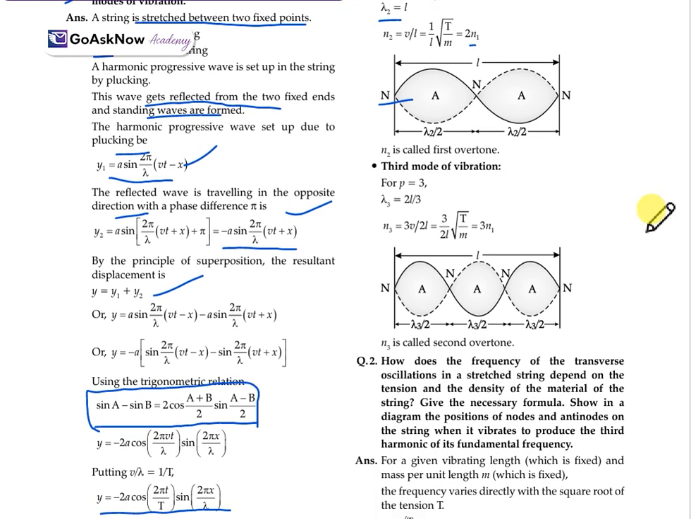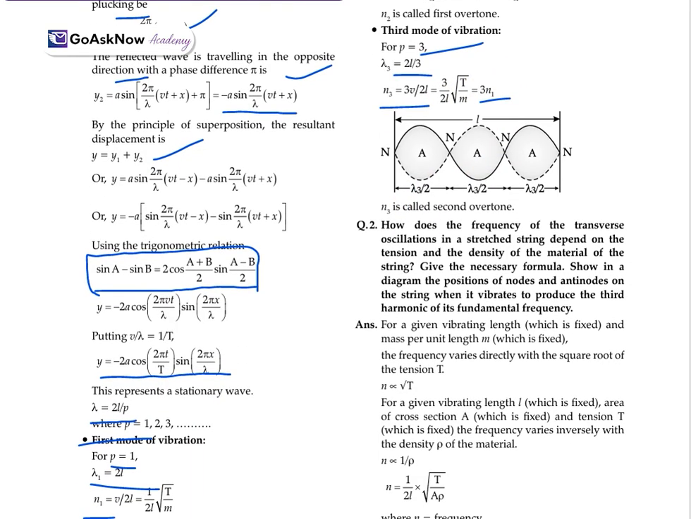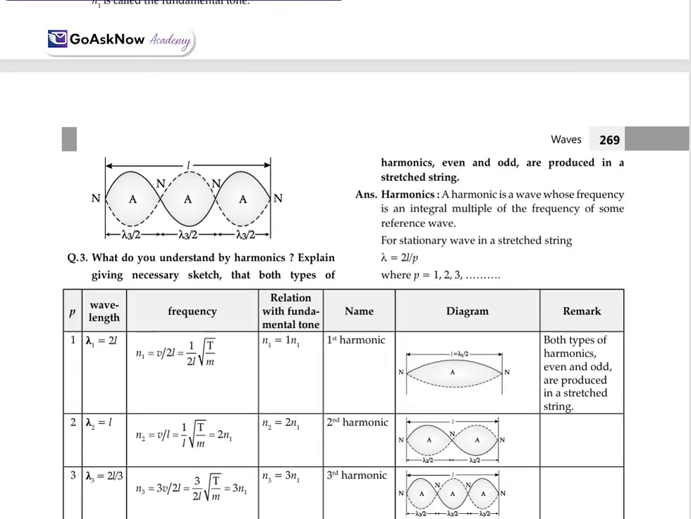Now the third mode of vibration, p = 3. λ3 = 2L/3. So n3 = 3v/2L, that is 3/2L times the square root of T/m. Substituting the value, we get thrice n1, so n3 is called the second overtone. So this is all about the overtones.